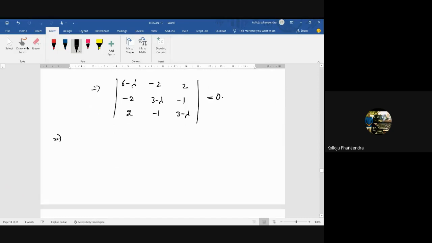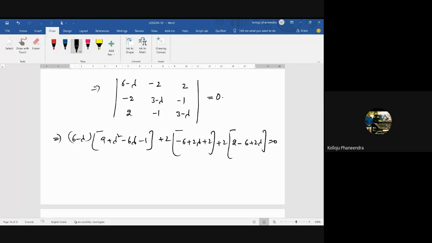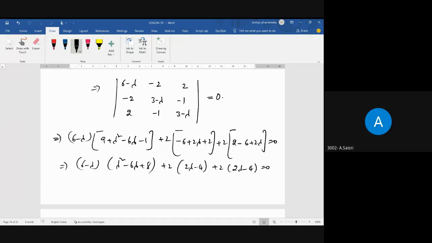Now, coming to eigenvalues, this is 6 minus lambda, 3 minus lambda whole square, 9 plus lambda square minus 6 lambda minus 1. This is plus 2 into this one gone. This is minus 6 plus 2 lambda, and this is plus 2. Next, plus 2 into this one, this is 2 minus 6 plus 2 lambda equal to 0. So 6 minus lambda, this is lambda square minus 6 lambda plus 8 plus 2 into 2 lambda minus 4 plus 2 into, I think we solved this, sir.